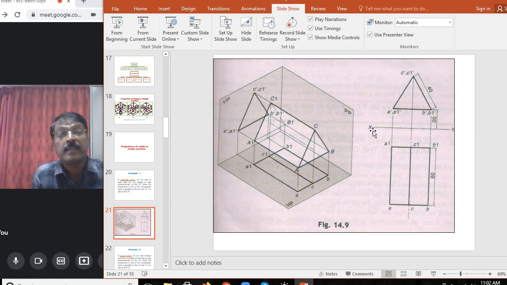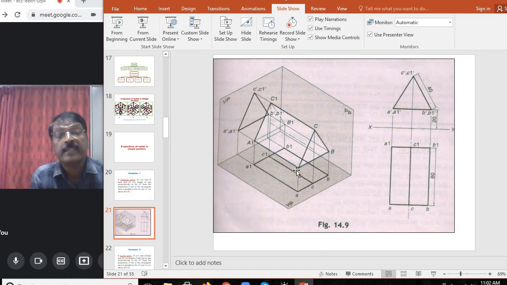So we have to start with the triangular face, the triangle, in the front view. Draw the line XY, the reference line. Above the reference line XY, we will consider the front view. Below the reference line XY, we consider the top view. The object is 20 mm above the horizontal plane, so 20 mm above XY, draw the baseline. It is 40 mm in length, and complete the front view by the usual geometrical construction.